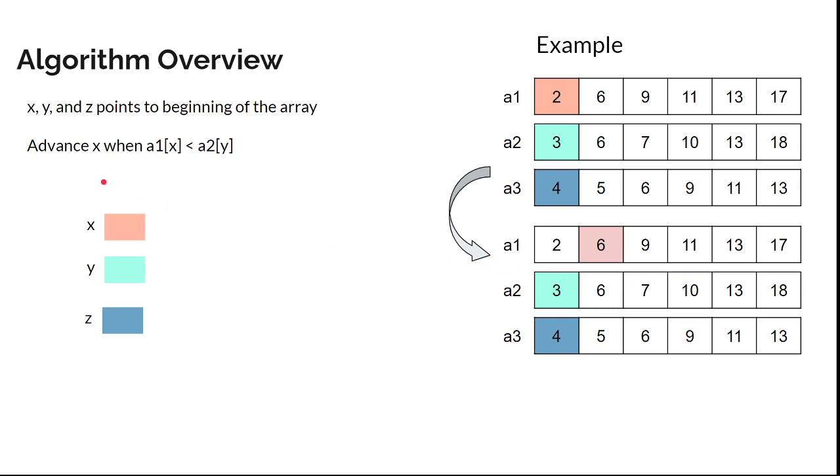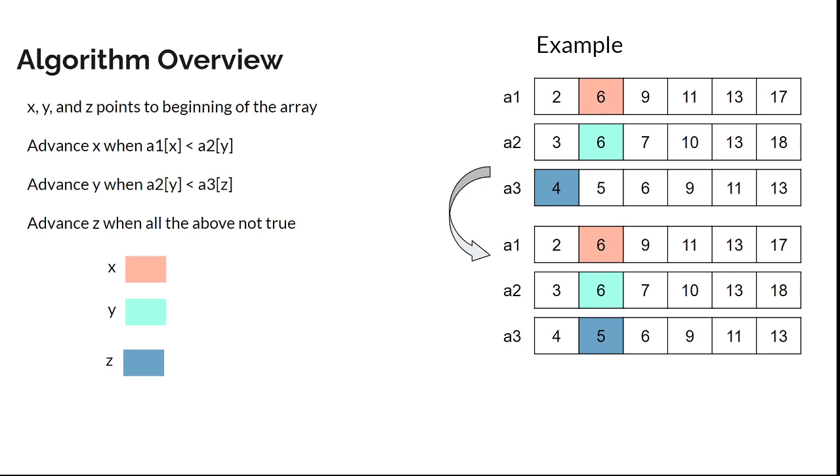Algorithm overview. X, Y, and Z point to the beginning of the array. Advance X when A1[X] is smaller than A2[Y]. X would be in the first array, Y would be in the second array, and Z would be in the third array. Advance Y when A2[Y] is smaller than A3[Z]. And then advance Z when none of the above are true.